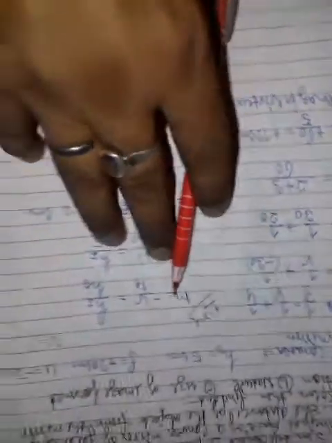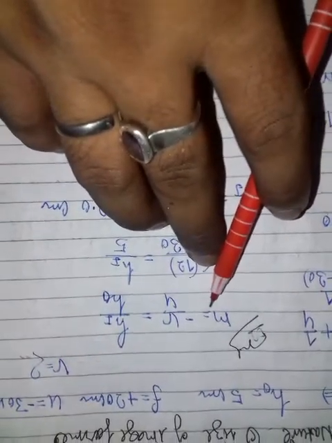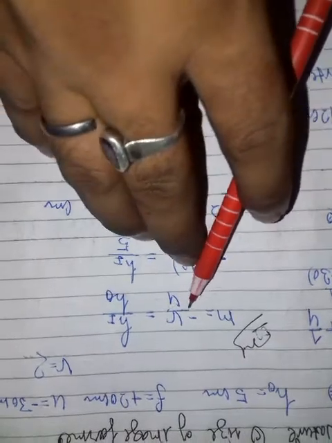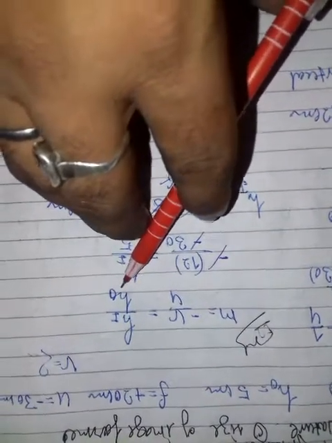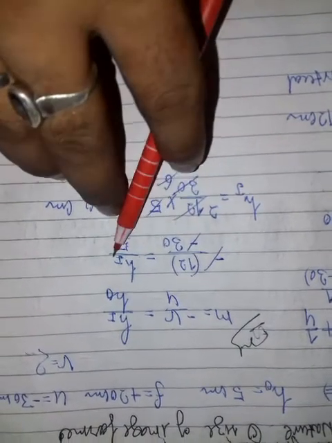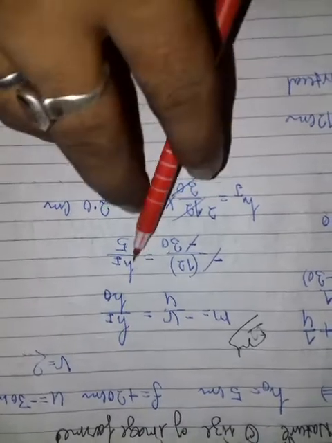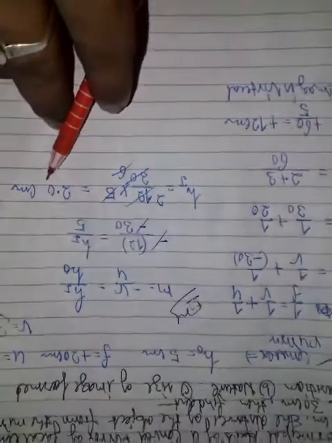Second question, the nature and magnification. Putting the formula that magnification equals minus v by u equals height of image by height of object, and putting the values in the formula and cross multiplying, we get that the height of image is 2 centimeter.